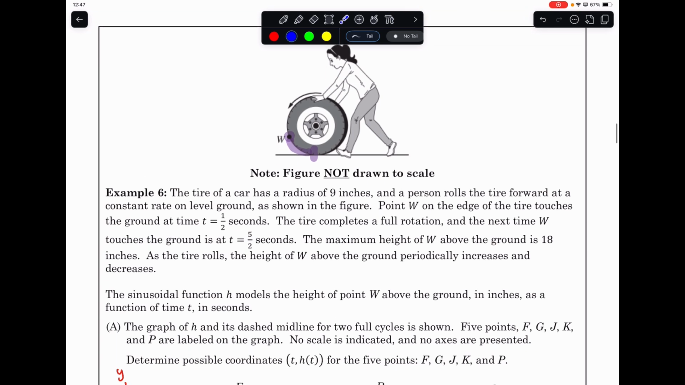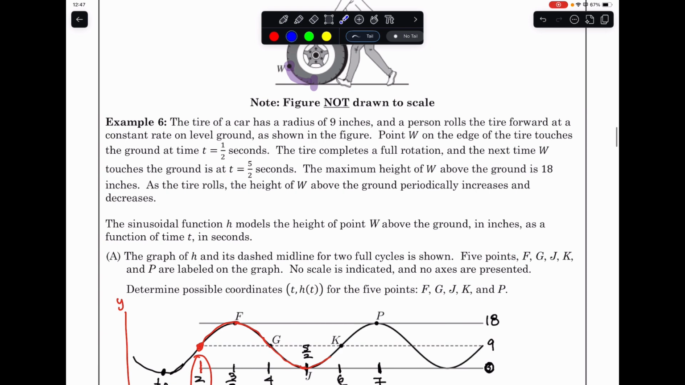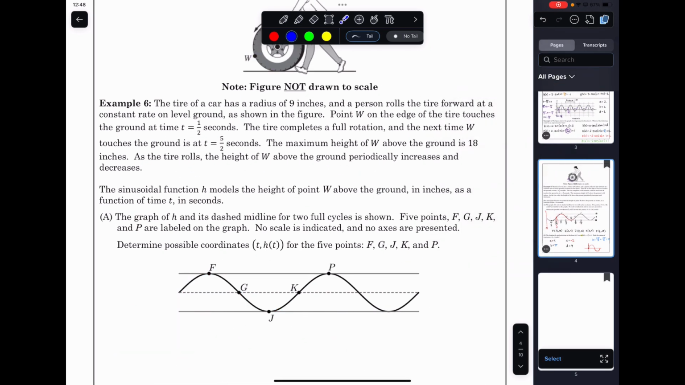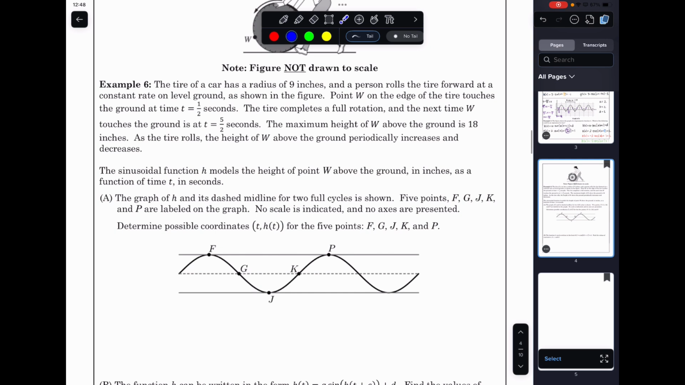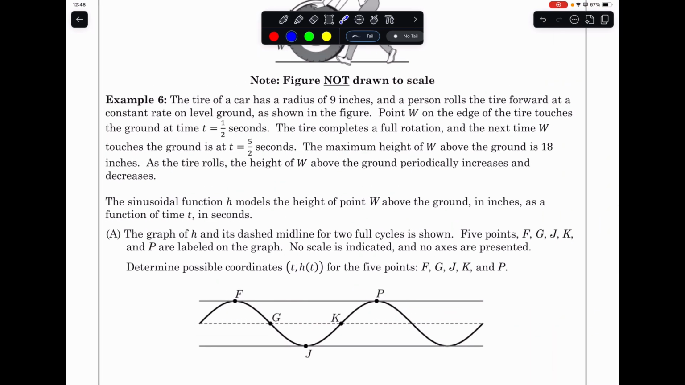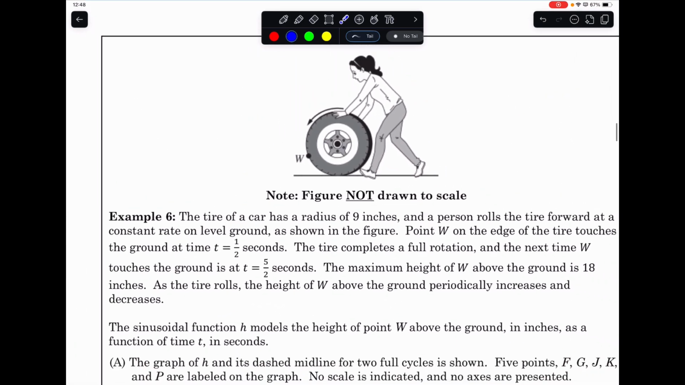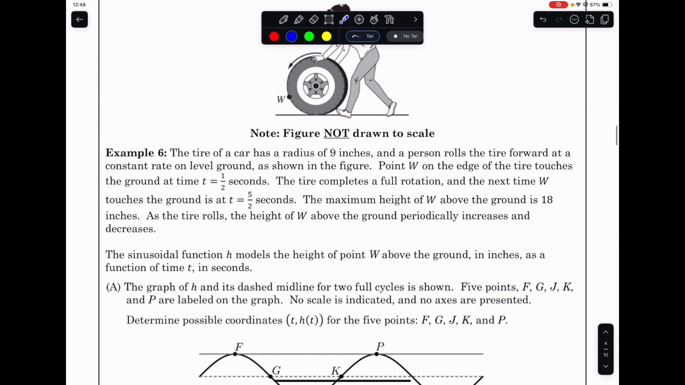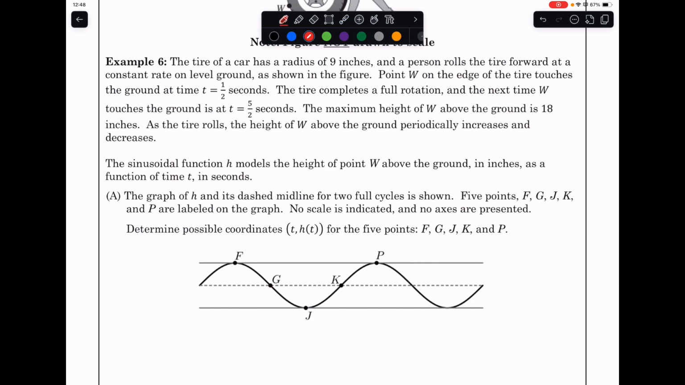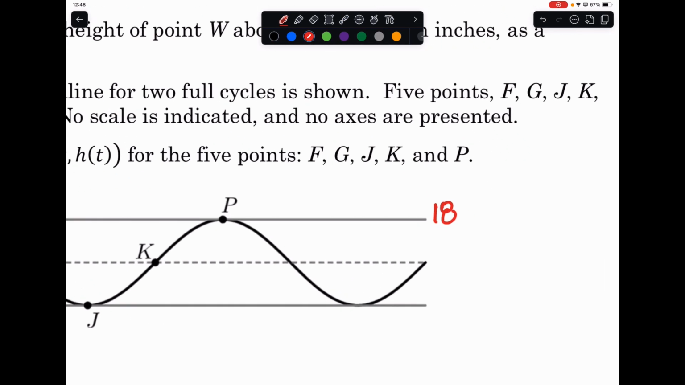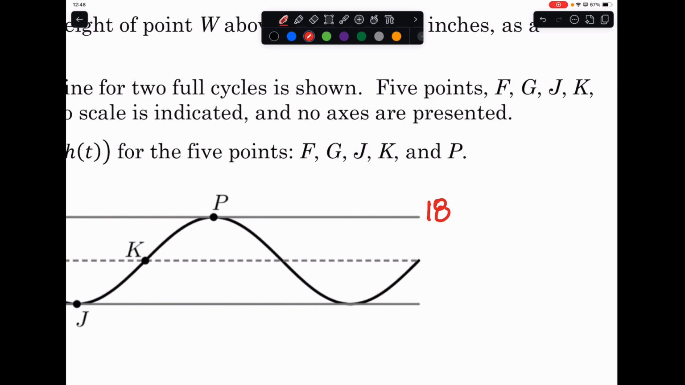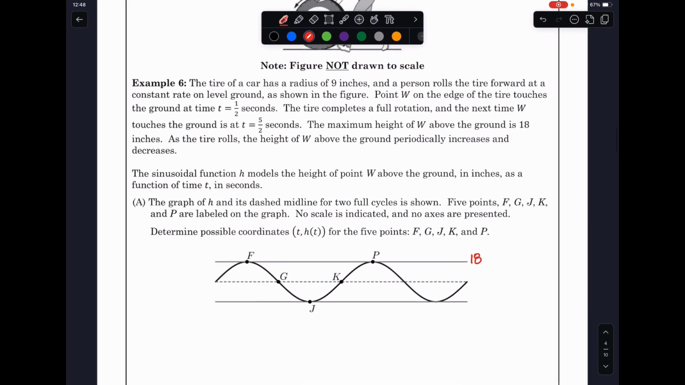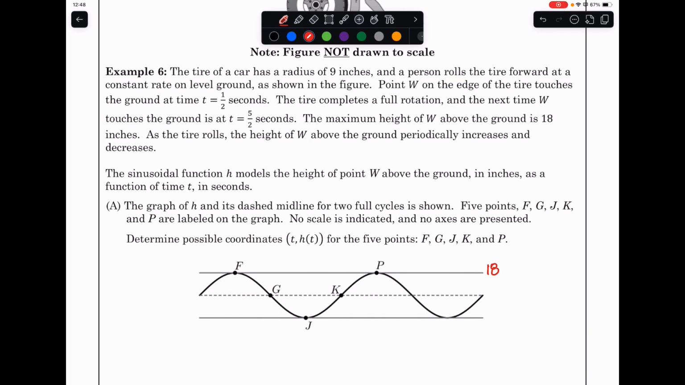So let's figure out again the same situation as before. Let me clear the page. And let's look at what the values of the coordinates of F, G, J, K, and P are in this type of situation. Well, first thing we're going to look at is the Y coordinates. Since the radius is 9 and the maximum height is going to be 18, it says so right there, we know that this value right here is going to equal 18. And when W is touching the ground, it's going to be 0 inches from the ground. Let me emphasize this, okay?